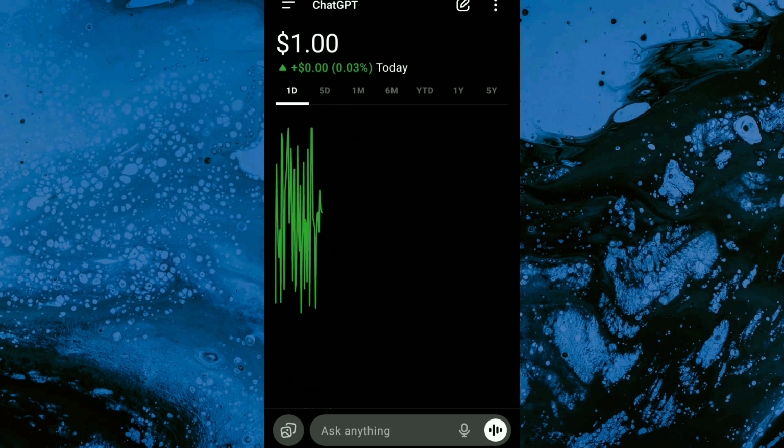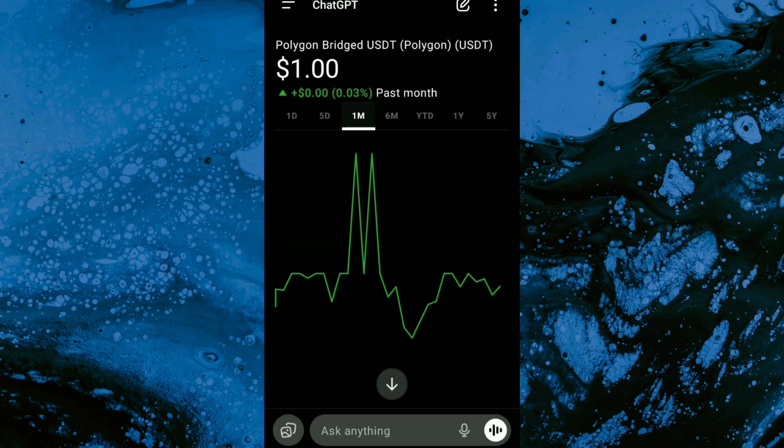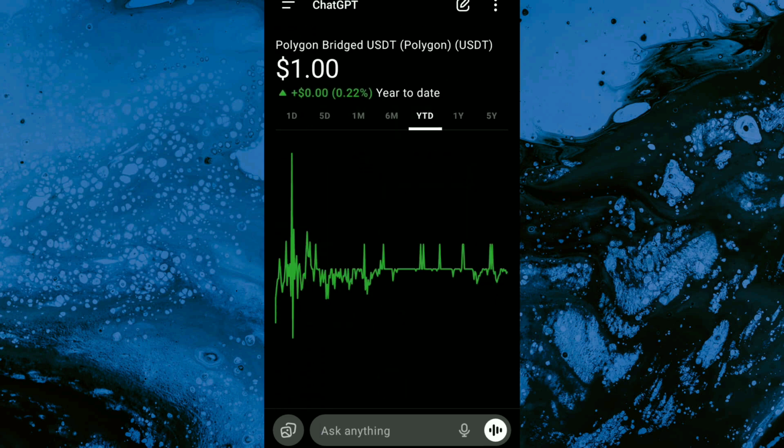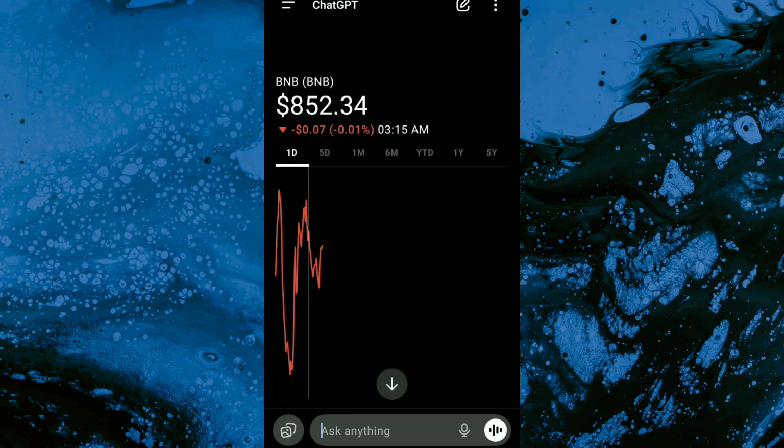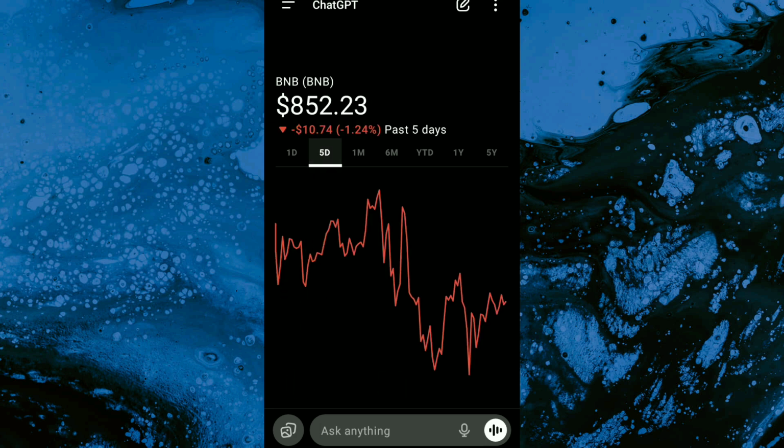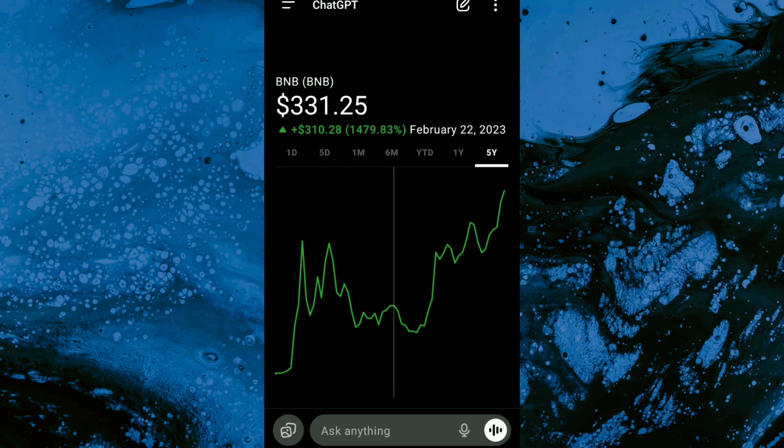One of the biggest benefits of using ChatGPT here is that it can explain the graphs in very simple words. Many trading apps show complicated candlestick charts, which are difficult for beginners to understand. But with ChatGPT, you can ask, "What does this graph mean?" and it will give you a clear explanation.